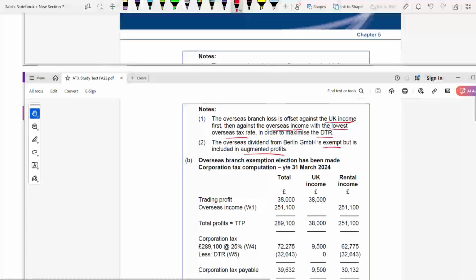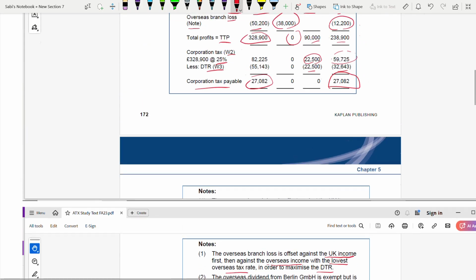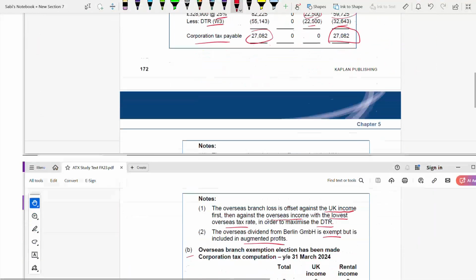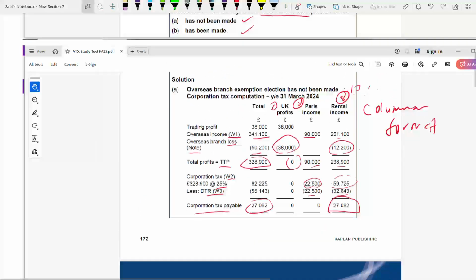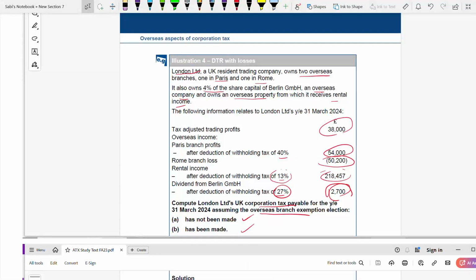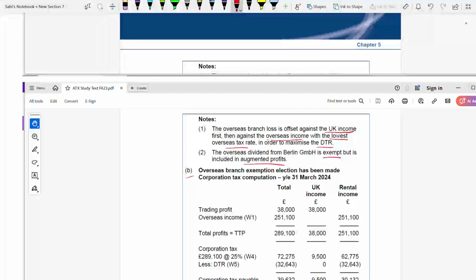Now coming to B, when you are making the election. So when you are making the election, what happens? You see, Paris income is not there. You only have rental income. Why is Paris income not there? Because of overseas branch exemption. This is a Paris branch. This is now exempted. Will not be taxed. You have made the election. Only rental income and this one will come. So now with election, you only have UK income and rental income.